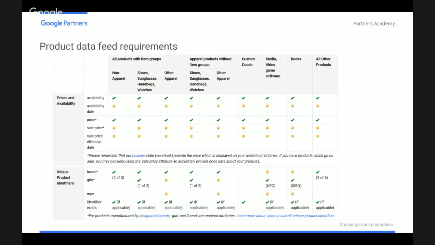You always have to have at least 2 of the 3. Okay, so brand and GTIN as an absolute minimum. If you can get MPN, get that as well. Okay.